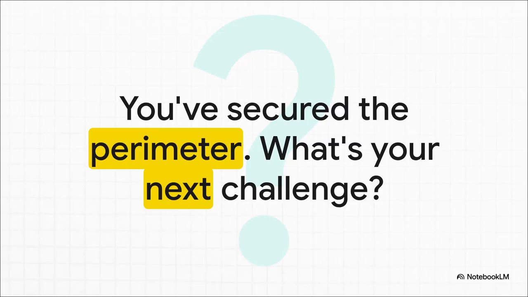So by putting CloudFront and WAF together, you've built a really formidable defense at the edge of your application. But security is all about layers, right? It's a journey. So the question I want to leave you with is this. Now that you've locked down the perimeter, what's your next move to protect everything that's inside?